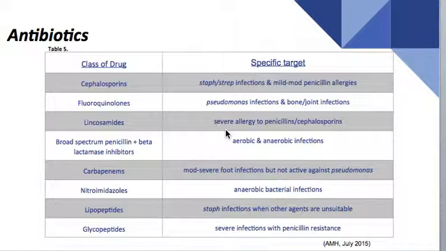Broad-spectrum penicillins plus beta-lactamase inhibitors are indicated for aerobic and anaerobic infections. Carbapenems are indicated for moderate to severe foot infections but are not active against Pseudomonas. Nitroimidazoles are indicated for anaerobic bacterial infections. Lipopeptides are indicated for staph infections when other agents are unsuitable, and glycopeptides are indicated for severe infections when there is penicillin resistance.